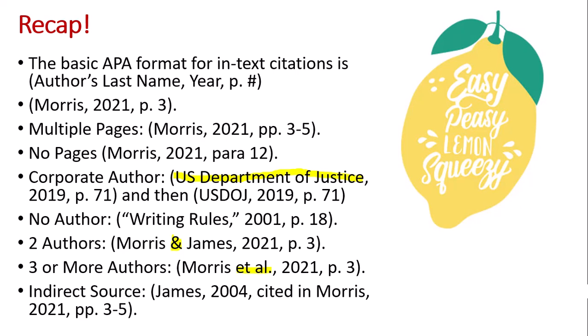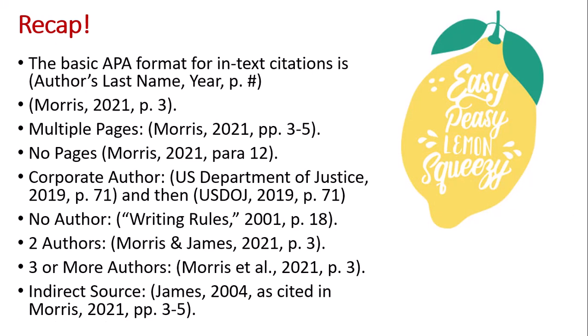And for an indirect source where you're citing someone who talked about someone else, it's the author's last name and the year, and then as cited in, and then the author's last name, the year, and the pages. Okay, so I erased all the ink from the slides so you could see this a little bit better. But if you look it over, it's pretty much that same formula each time. It's the author or the title or the corporate author, a comma, the year, and then the location. If it's a paragraph, if it's a page, or if it's a range of pages. So it really isn't that hopefully too difficult.